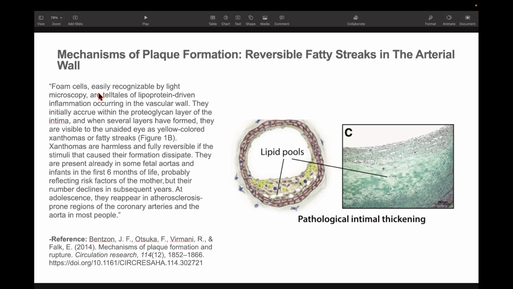But what they basically say: foam cells, easily recognized by light microscopy, are telltales of lipoprotein-driven inflammation occurring in the vascular wall. They initially accrue within the proteoglycan layer of the intima. We discussed those proteoglycans building up and then trapping the LDL particles in the intima. And when several layers have formed, they are visible to the unaided eye as yellow-colored xanthomas or fatty streaks. We can see that here. Xanthomas are harmless and fully reversible if the stimuli that cause their formation dissipate. They are present already in some fetal aortas and infants in the first 6 months of life, probably reflecting risk factors of the mother, but their number declines in subsequent years. At adolescence, they reappear in atherosclerosis-prone regions of the coronary arteries and the aorta in most people.